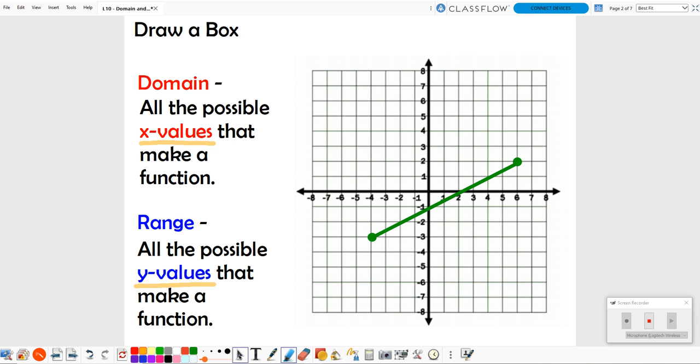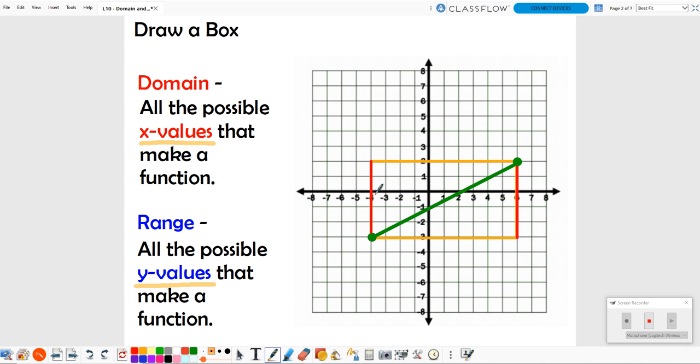And the strategy we're going to use to figure out the domain and the range of a function is that we're going to draw a box. So what you're going to do is draw a rectangular box around your function that includes the highest and lowest values you have here. Now remember, your domain refers to all the possible x values. So the domain is going to be looking at the left and right side of your box because those are the values that go through your x-axis.